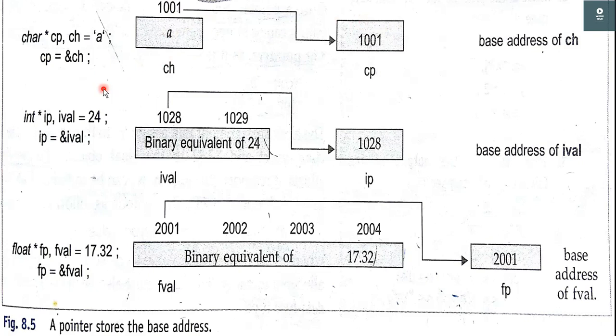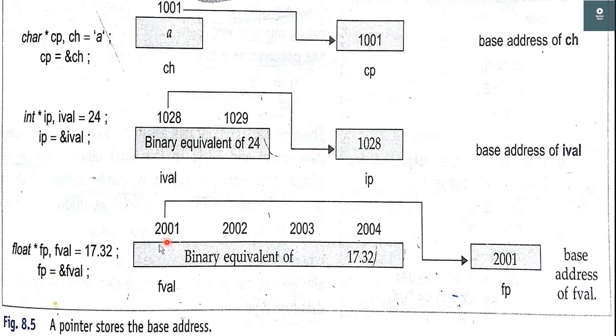We'll see the second example, that is the integer example. Here we have an integer pointer whose name is ip. Then we have a variable ivl whose value is 24. So here you can see we have ivl, and here we have 2 bytes for this. Why? Because the size of integer is 2 bytes. So here we have 1028 for the base address, and we have 1029 for the second address location. Now after assigning the address of ivl to ip, we can see that 1028, the base address of this ivl, is assigned to this. Now 1029 is not assigned because this is not the base address. The base address is 1028, therefore 1028 is assigned to ip.